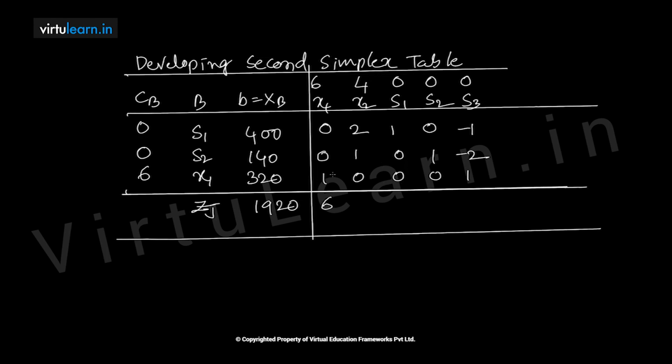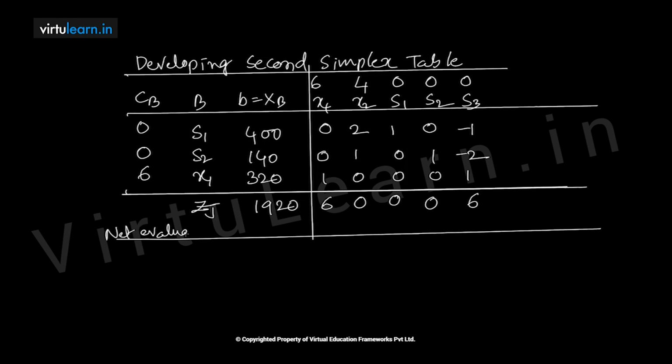2 into 0, 0. 1 into 0, 0. So this is 0. Then similarly for all these values, 1 into 0 plus 0 into 0 plus 0 into 6 gives 0. Here also, 0 into 0 plus 1 into 0 plus 0, this also becomes 0. Then minus 2 into 0 plus 1 into 6, you get 6.